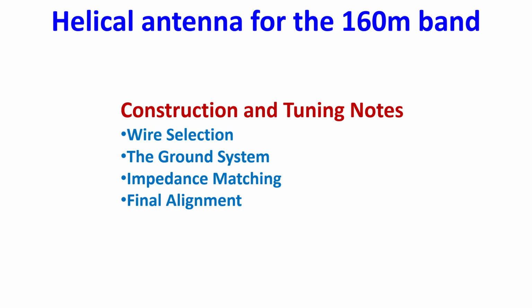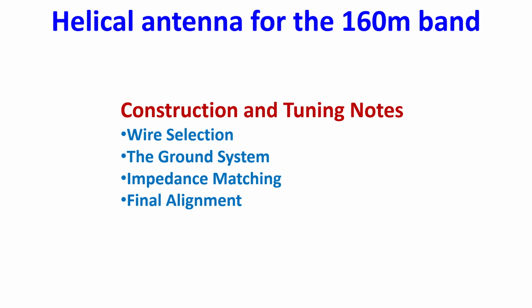Impedance matching. The feed point impedance will not be a flat 50 ohms. You will need an L network matching unit installed directly at the base of the antenna to step up the impedance to match your transceiver and coax.